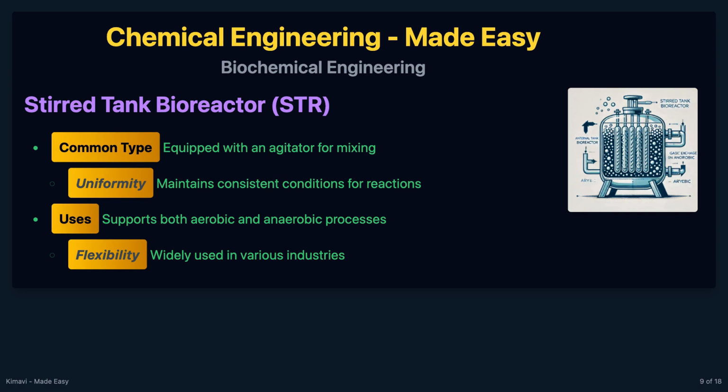The stirred tank bioreactor is the most common type of bioreactor. It is equipped with an agitator to mix the contents and maintain uniform conditions. It is used for both aerobic and anaerobic processes.